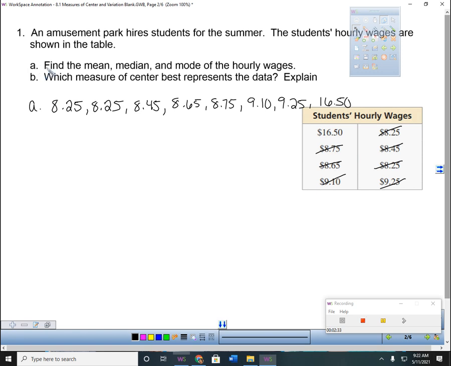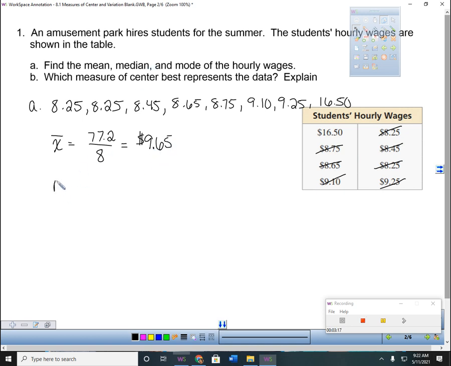All right, the first thing I'm going to do is find the mean. That's the average, and we denote that with the X bar. That means I'm going to add all of them up and then divide by how many I have. Well, I already counted that I have 8. So whatever the sum is, I'll divide it by 8. If I add up 8.25 plus 8.25 plus 8.45 plus 8.65 plus 8.75, and so on, that's going to give me 77.2. So I've added all of them up. I'm going to divide that by 8 because I have 8 of them, and that's going to give me $9.65 is my average hourly wage.